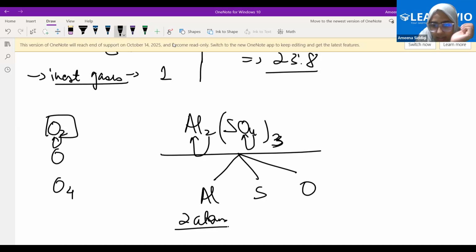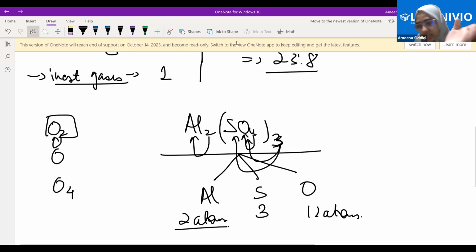So can I say that 3 is also for oxygen and 3 is also for sulfur? Yes, ma'am. So how many sulfur atoms do we have in one molecule of aluminum sulfate? 3. And how many oxygen atoms? 12. You will multiply the numbers associated, you will not add them. Because it is 3 times sulfate, so 4 into 3, we get 12 atoms.